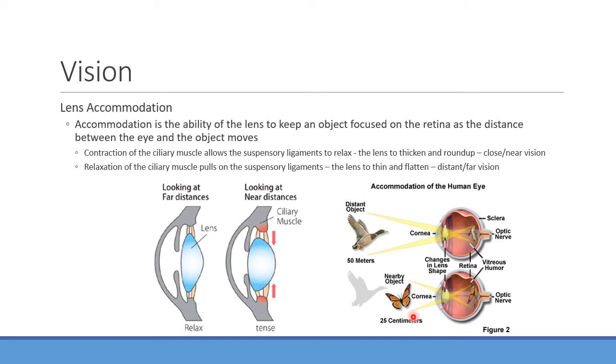On the flip side, if we have relaxation of the ciliary muscle, that's when we want to focus on something that's far away. Relaxing it increases the tension on those ligaments, and it causes the lens to thin and flatten, which is better for distant or far vision. Okay, and I'll show you some pictures when we're talking about farsightedness versus nearsightedness, and how the lens plays a big role in making sure we're focusing on things appropriately.